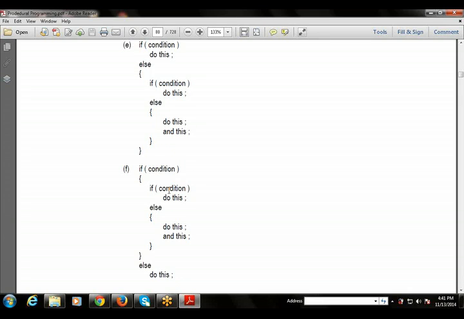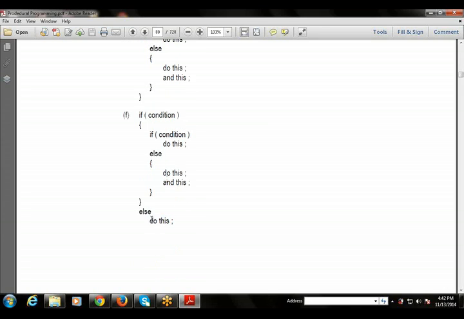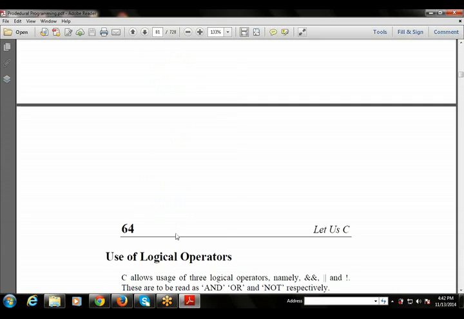Again check the condition and then perform the operation. Otherwise, perform another operation. This is the if-else. And next is the next if-else. That is, if the condition is true, then jump only to this part, otherwise jump only to that part. So these are the multiple if scenarios that will be used in the if-else statement.